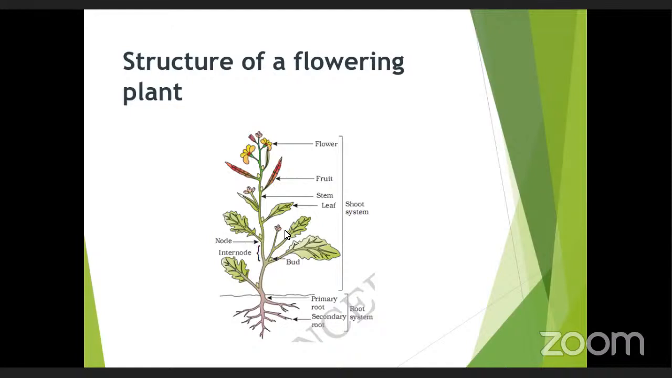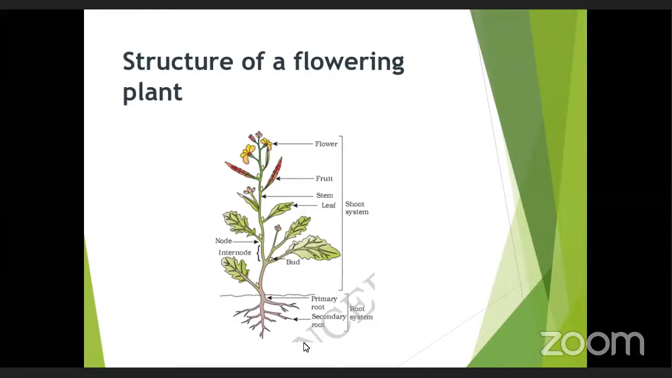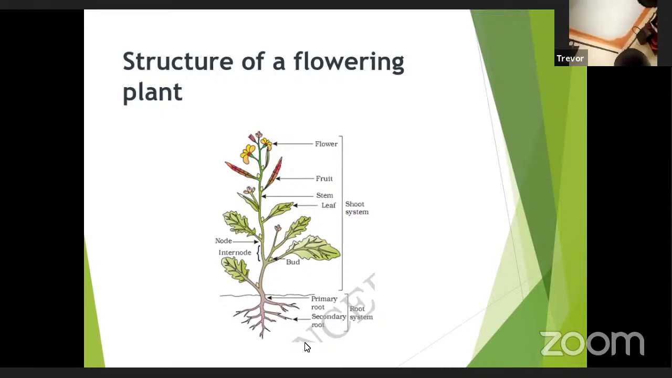But in P4, we always ask these other ones, the leaves, the stems, and so on, and flowers. But in P6, we also ask internode and the node plus the bud. So you need to know the meanings of these different words, because we shall learn again flowering plants in P6. As simple as that.